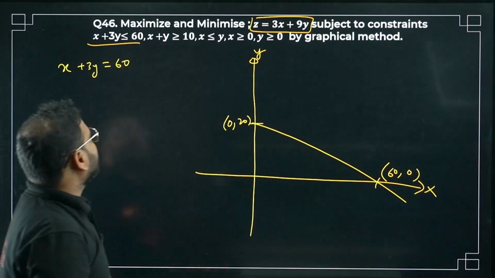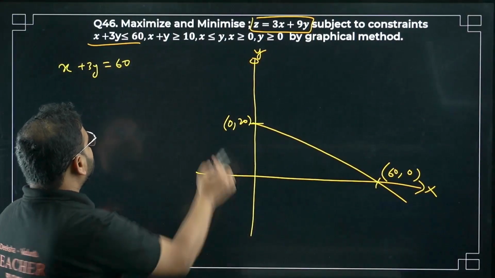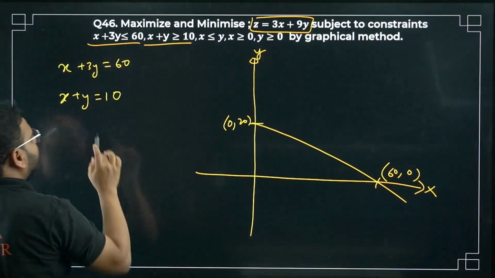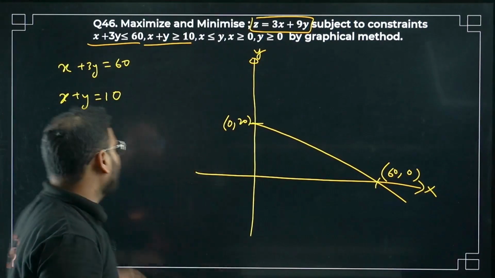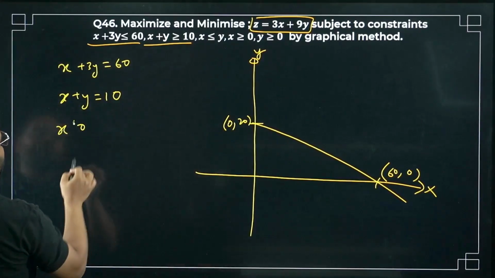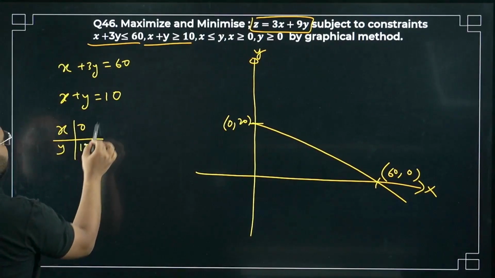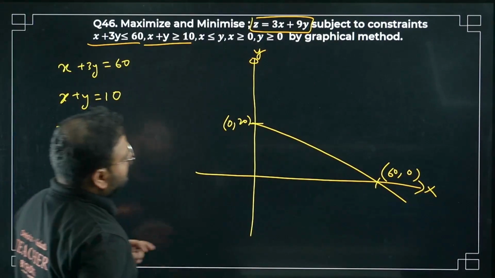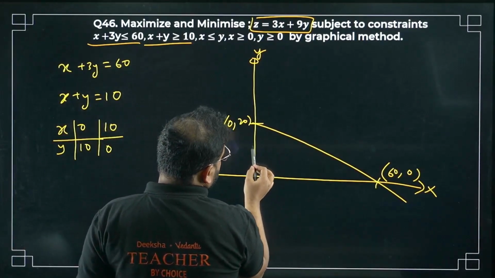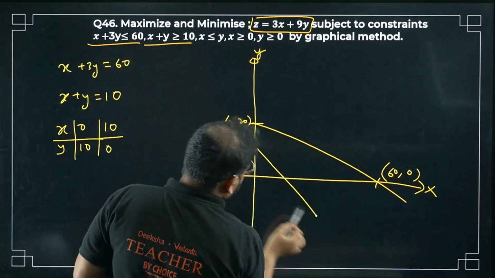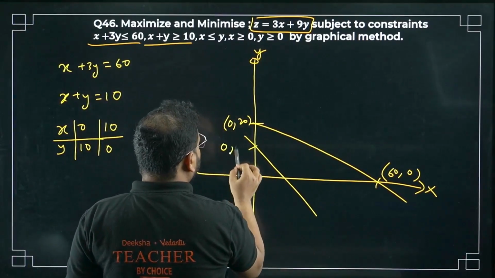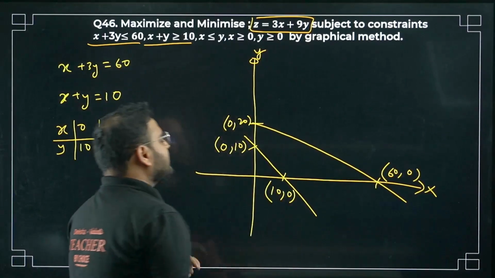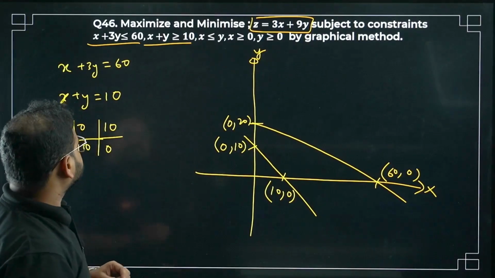What next? When x is 0, y is 10, from the second curve. Please check. I'm not writing over here, but you have to write the value. x is 0, y is 10; y is 0, x is 10. So it's going to be from here to here. This is going to be 0 comma 10 and this is going to be 10 comma 0. This is clear.